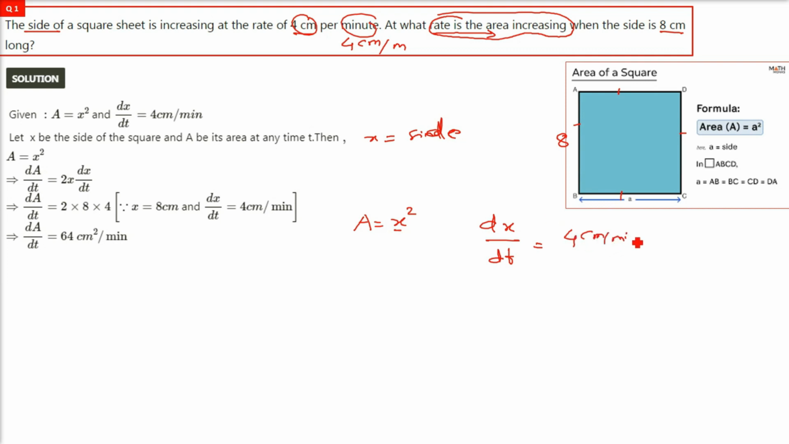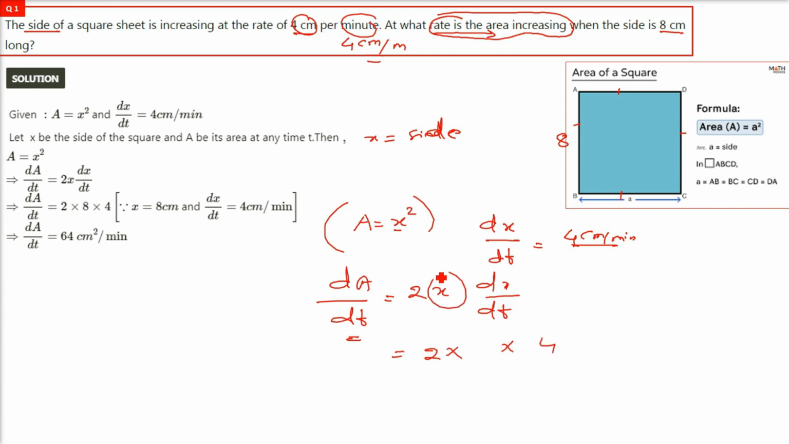Alright, so 4 cm per minute it is, and area is still x squared, but we haven't found the rate of increase of area. That can only be computed when we take dA by dt. So dA by dt is the differentiation of x squared, which is 2x, but we are differentiating with respect to t, not x. So we have to differentiate x and write it as dx by dt, and we have this dx by dt already given in the question, 4 cm per minute. When the side is 8 cm long, we put 8 in place of x. 2 into 8 into 4 is 64, and the unit is centimeter squared per minute. The units are also very important.